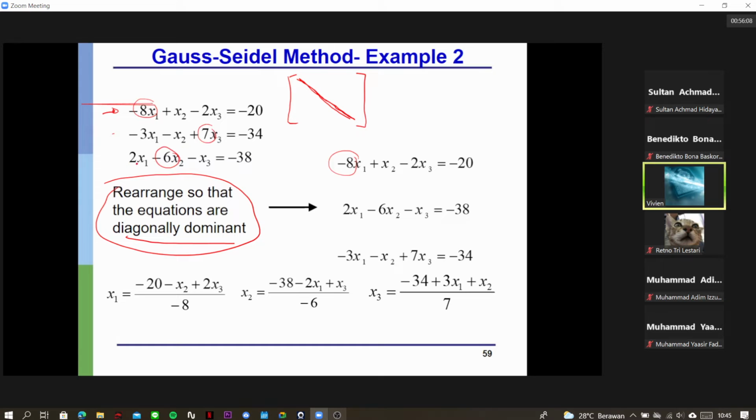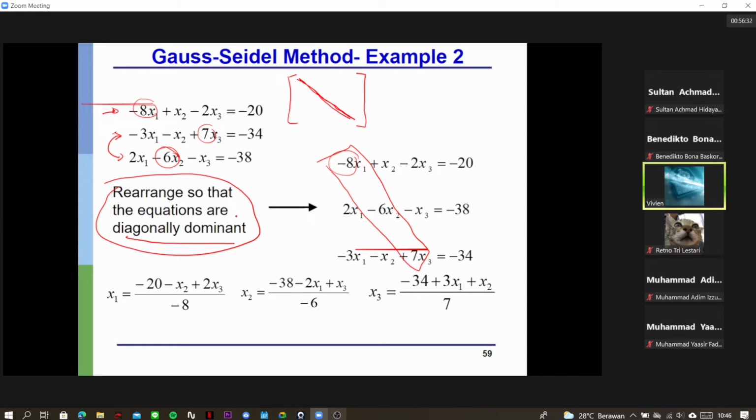And here for the third equation, we have the largest value is -6, so we switch the rows here, so that it will become diagonally dominant. So this is a general rule. If we want it to converge faster, the round-off error will be smaller.